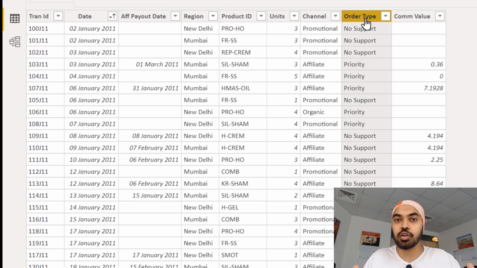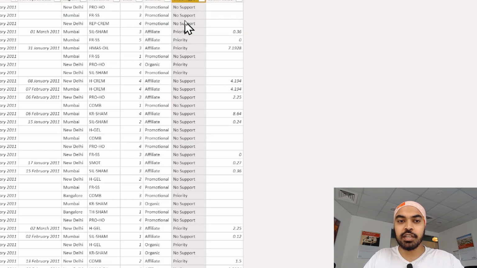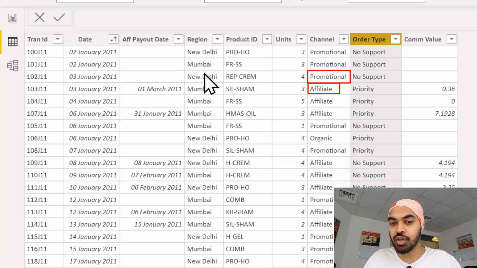These were the original columns that I had, and then I created a calculated column, which I will speak about in just a moment. What I'm trying to do in this table is calculate the commission that I have to pay to my affiliates. There are three channels through which we sell products: a promotional channel, an affiliate channel, and an organic channel. The commission is only paid out to the affiliates, that means only to those transactions which are marked as affiliates.